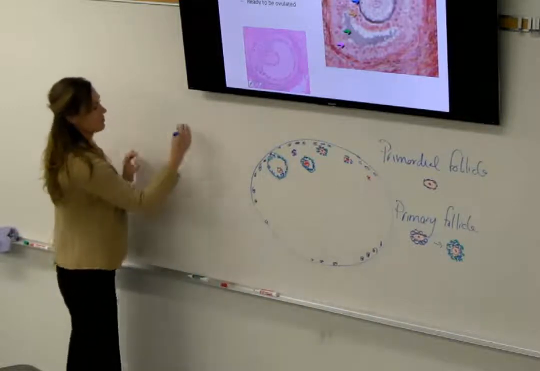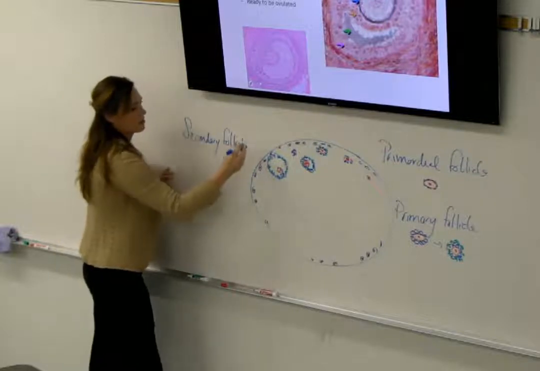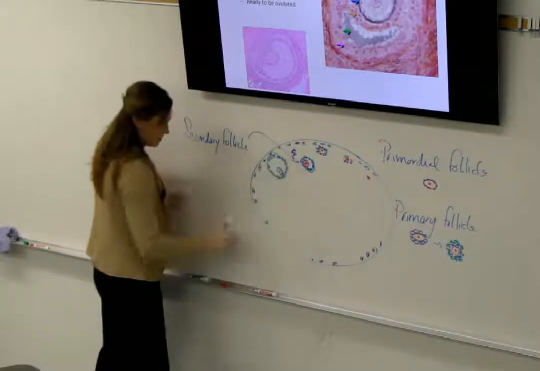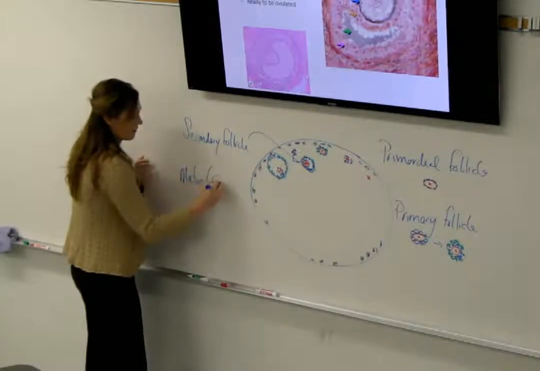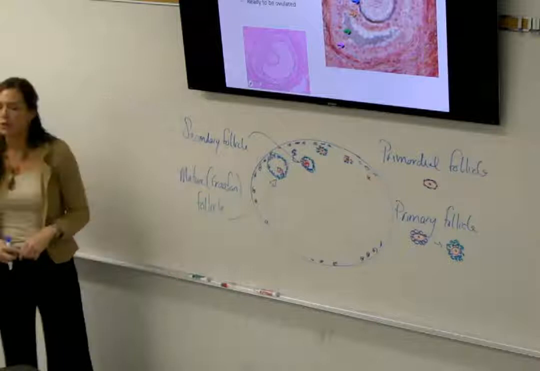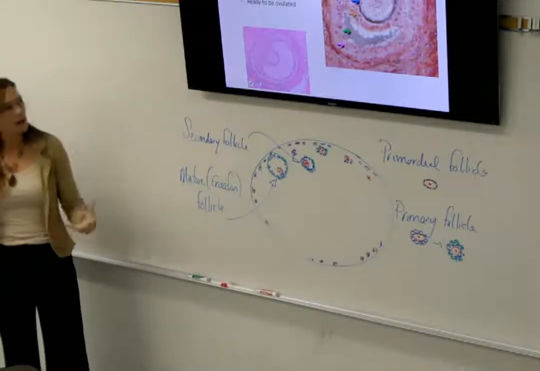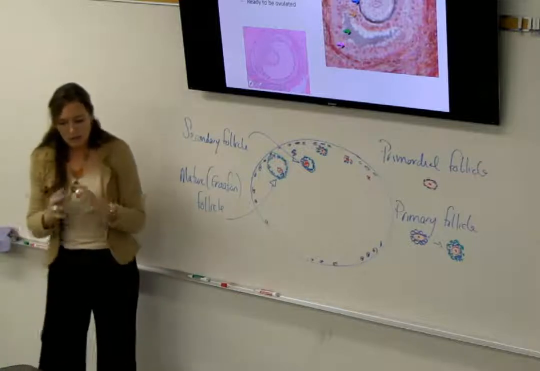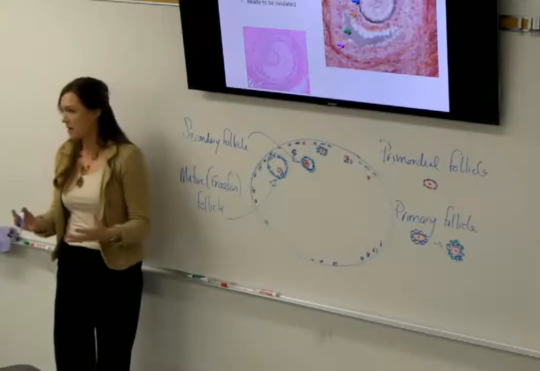So we have primordial, then we have our secondary follicle, which is going to be there. And then we have a mature follicle, also known as a Graafian follicle. They really look the same; the only difference is the mature one has a larger antrum. It is really the development of this antrum that's going to help it when it finally becomes ovulated.